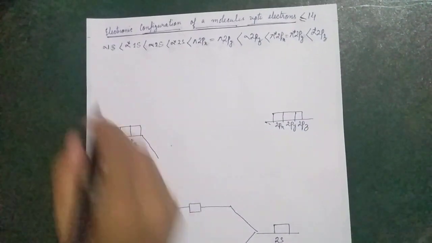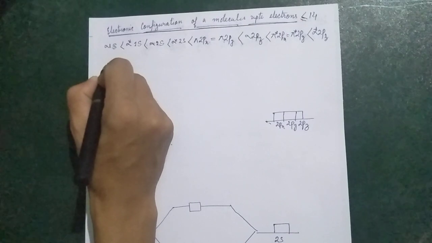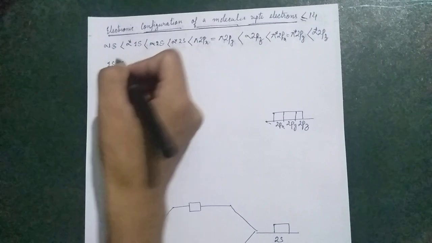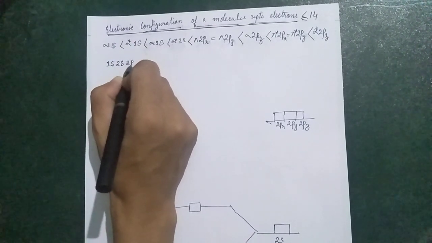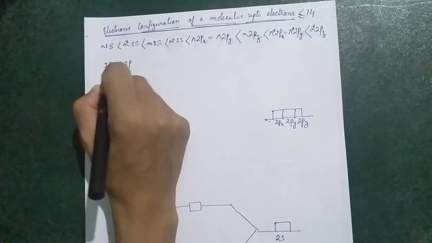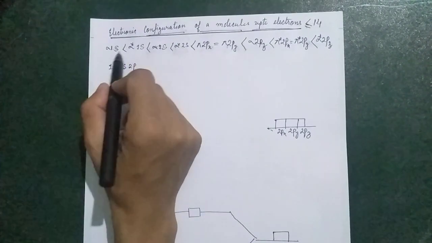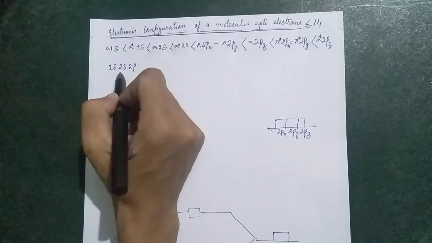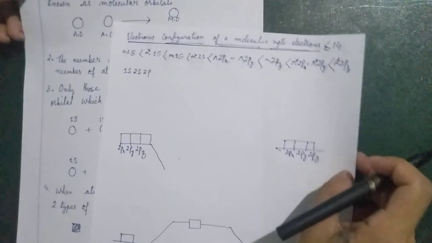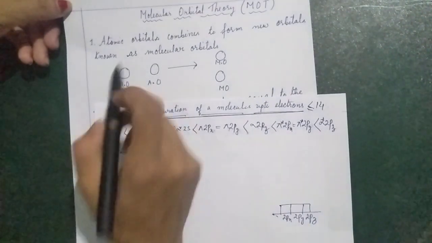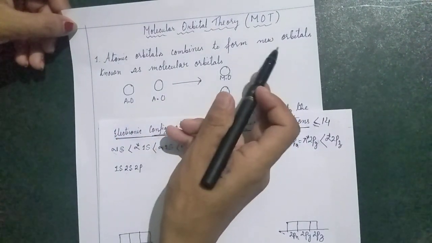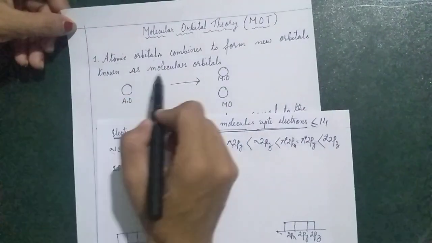For the normal electronic configuration of an atom, we write 1s, then 2s, then 2p, and in p there are px, py, pz. But in molecular orbital theory, the electronic configuration is represented by sigma 1s. How has it come? We will follow the rules. What is the first rule? We have studied that atomic orbitals combine to form new orbitals known as molecular orbitals.